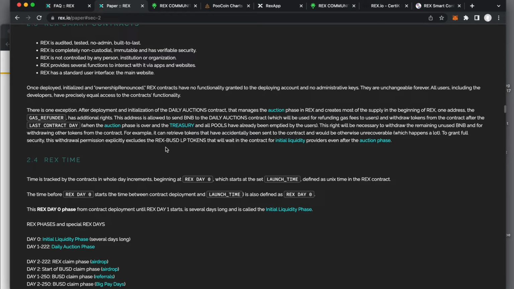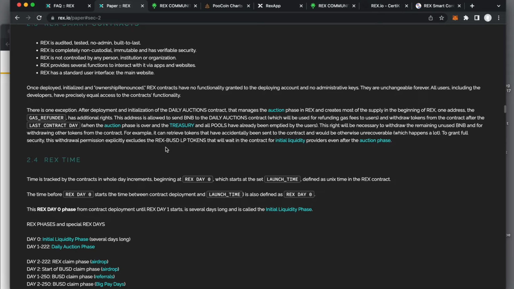REX and creates most of the supply in the beginning of REX, one address, the gas refunder, has additional rights. This address is allowed to send BNB to the daily auctions contract, which will be used for refunding gas fees to users, and withdraw tokens from the contract after the last contract day, when the auction phase is over and the treasury and all pools have already been emptied by the users. This right will be necessary to withdraw the remaining unused BNB and for withdrawing other tokens from the contract. For example, it can retrieve tokens that have accidentally been sent to the contract and would otherwise be unrecoverable, which happens a lot. To grant full security, this withdrawal permission explicitly excludes the REX BUSD-LP tokens that will wait in the contract after initial liquidity providers, even after the auction phase.